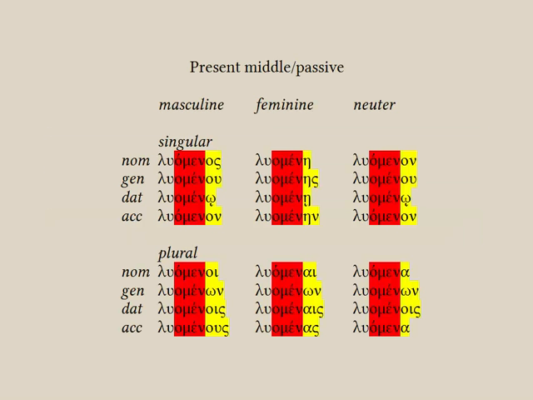Now in the middle passive, we have the stem formative men, followed by a regular 2-1-2 set of endings. So if you learn that men followed by an adjective ending signals the middle passive participle, then you have what you need to recognize these forms.